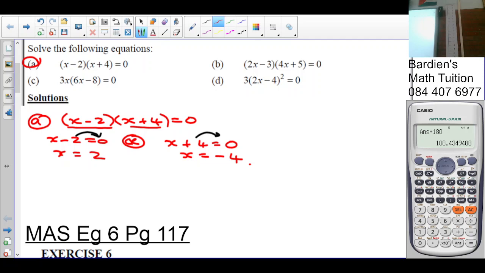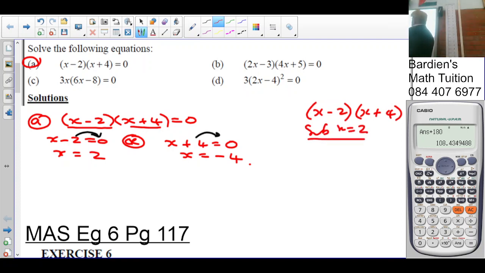Okay. So let's test and see what is actually happening. If you're looking at the equation x minus 2 into x plus 4, and I substitute x is equal to 2 into this equation, see what happens. I get 2 minus 2 and 2 plus 4. What's 2 minus 2? 0. 0 times 6. What's 0 times 6? 0. You see it makes this equation true.